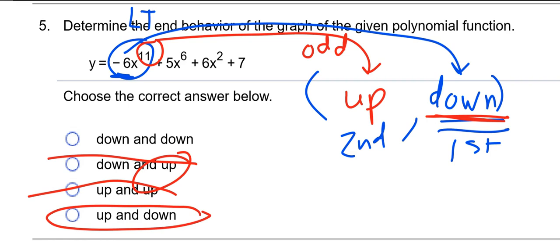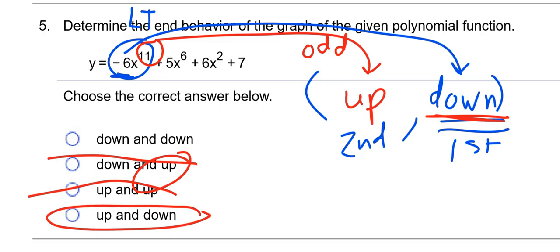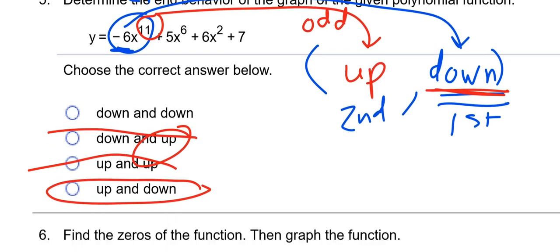Then you went to this one right here. Once you figured out that the odd degree meant that the left was opposite, which is exactly what Florida Georgia Line is singing about in this song. Okay, they're singing about polynomials with this type of end behavior. Just thought I would remind you. People in the real world sing about polynomial end behavior. Okay?